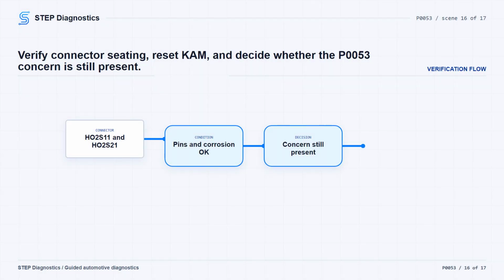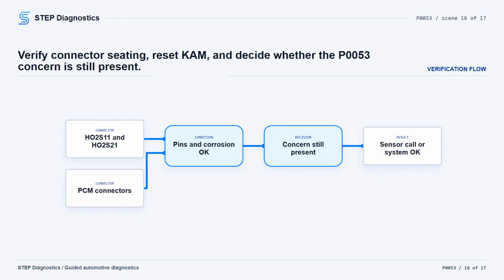With the ignition off, disconnect all PCM connectors and disconnect the HO2S11 and HO2S21 connectors. Inspect for pushed-out pins and corrosion. Reconnect the PCM connectors and both universal HO2S connectors, and make sure every connector is fully seated. Reset KAM, then verify whether the concern is still present. If it is still present, install a new universal HO2S, reset KAM, and repeat the self-test.